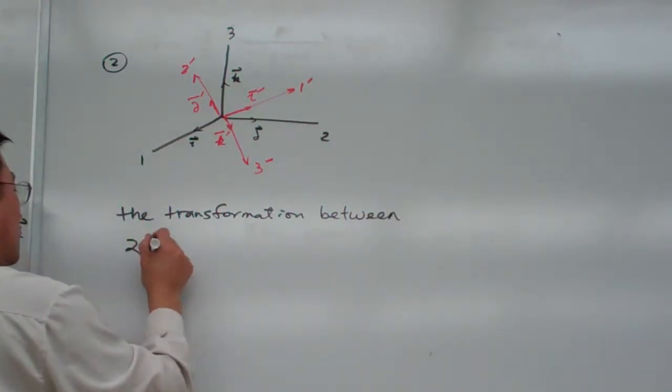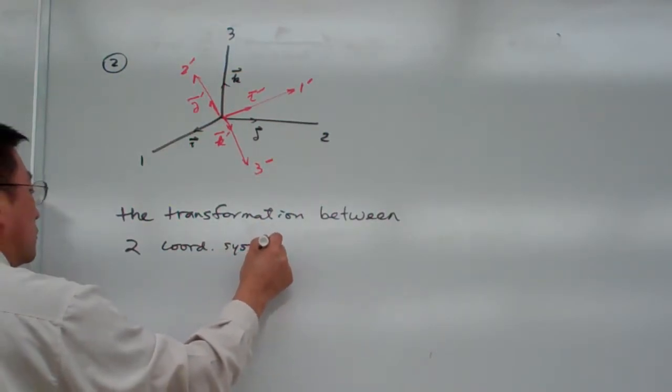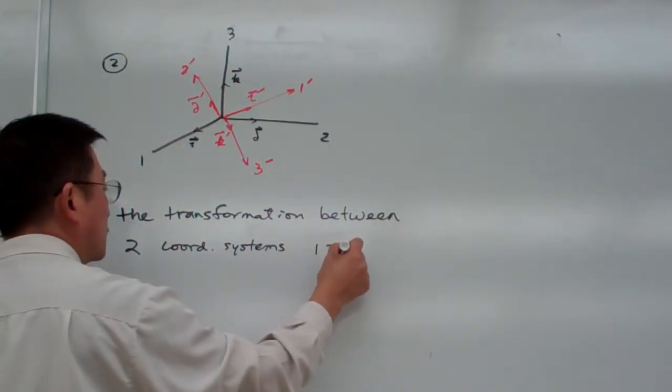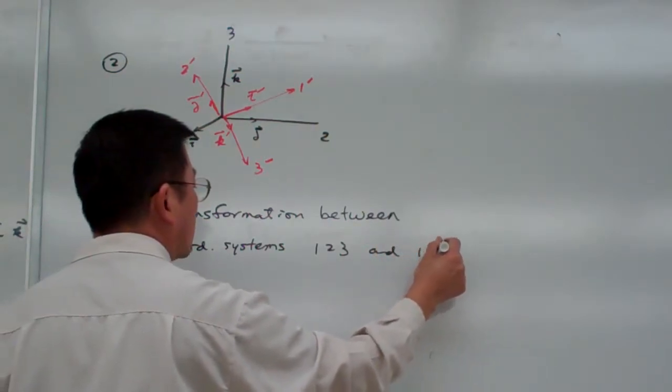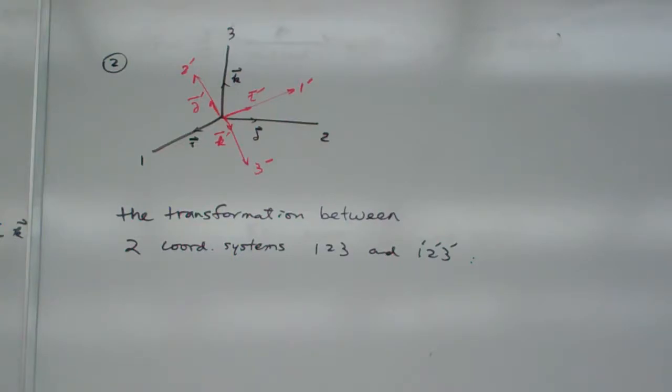Okay, so here between two coordinate systems, 1, 2, 3, and 1 prime, 2 prime, 3 prime. Okay. So here we can do this.